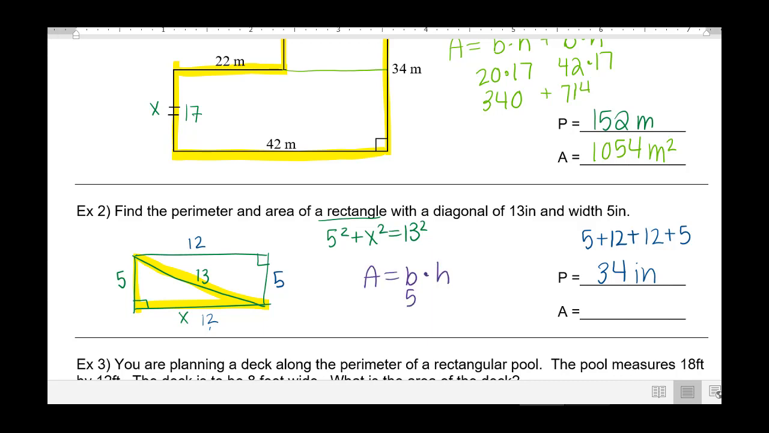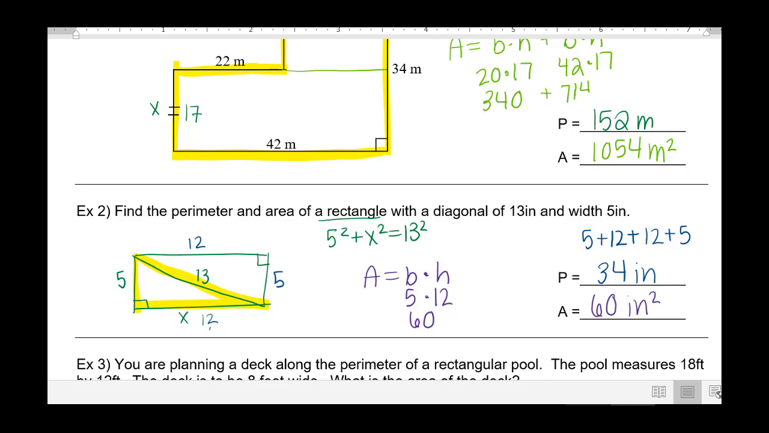My area, I'm just finding that base times height. My base is 5, my height is 12, or vice versa, really at this point. Multiply those two together, and I get that area of 60 inches squared. Again, double checking those units, making sure we're feeling pretty good with that.